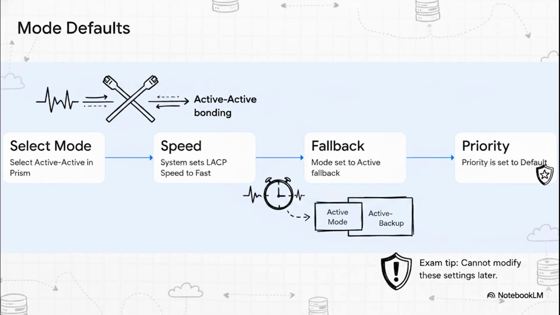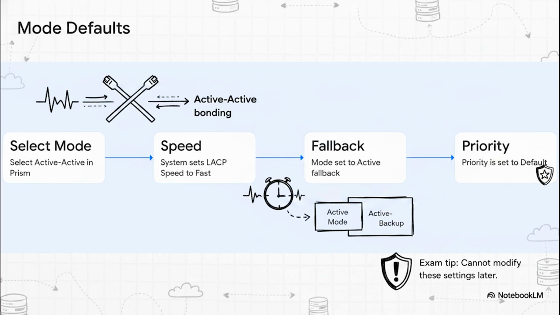So when you select Active-Active in Prism, the system silently applies some very specific defaults behind the scenes. It sets the LACP speed to fast, that's 1 packet per second, so failures are detected almost instantly. It sets the mode to active with a fallback to active backup and priority to default.